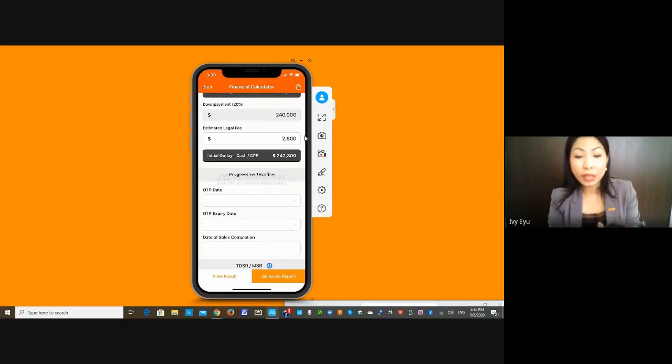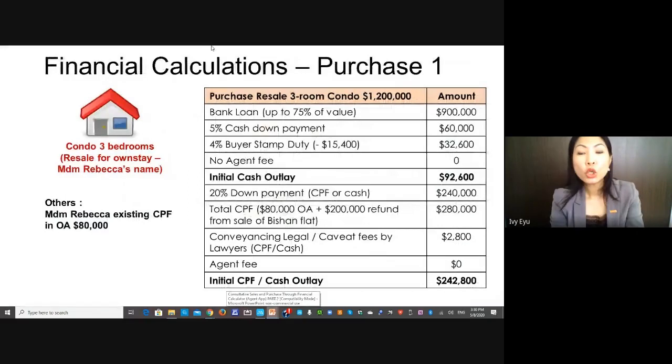So now you can see over here the initial outlay will be 242,800. Okay, now we go back to the slides. So for the purchase of the first property under Madam Rebecca's name, this will be the manual calculations. And do take note that there will be a 20% down payment using most of her CPF refunded from the Bishan flat and her existing OA account.